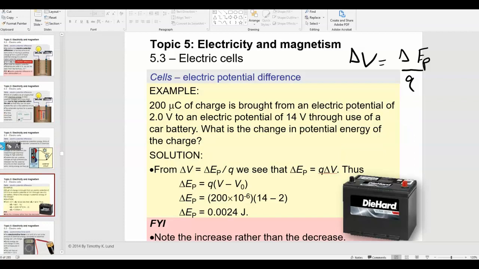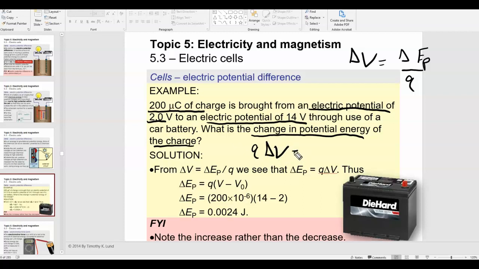Just to do a really basic calculation with this, let's say we had 200 microcoulomb of charge brought from an electric potential of 2 volts to an electric potential of 14 volts through use of a car battery. What is the change in potential energy of the charge? This is just a really simple, basic calculation involving potential energy and charge. We know from a couple of units ago that you can figure out the change in energy just by taking the charge and multiplying by the potential difference.